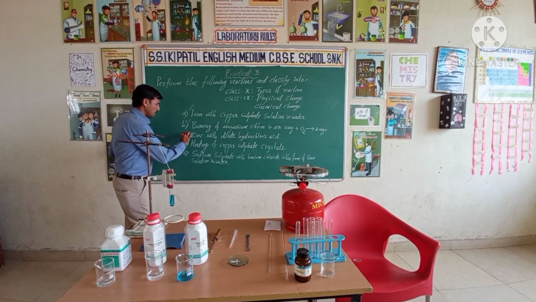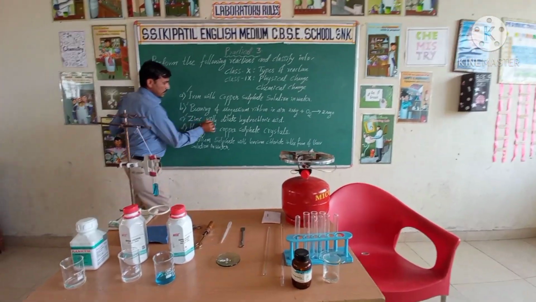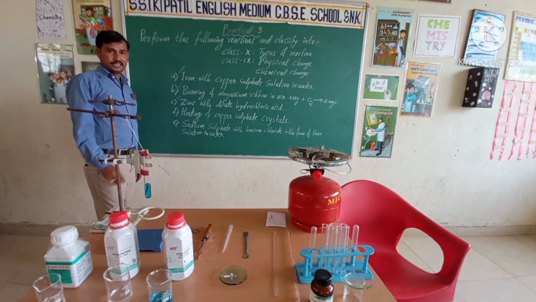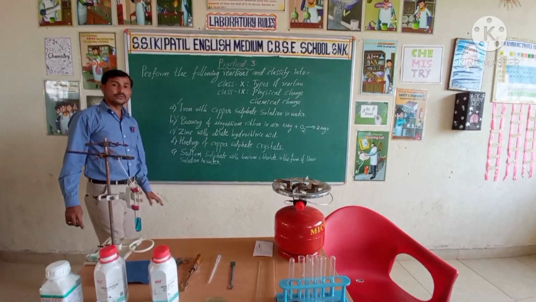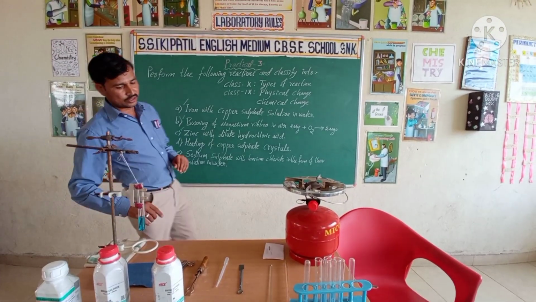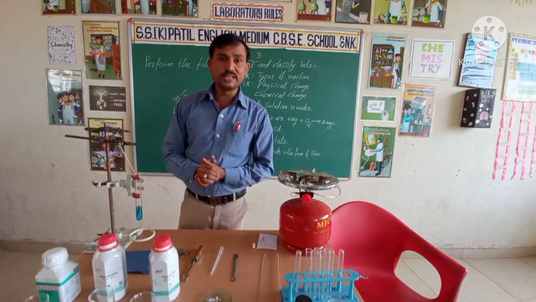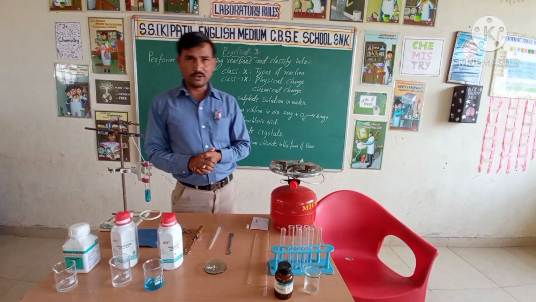Now we'll check the third one: zinc with dilute hydrochloric acid. Yes, we'll check how zinc metal reacts with hydrochloric acid. Then let's check the reaction. What happens if zinc metal reacts with dilute hydrochloric acid?